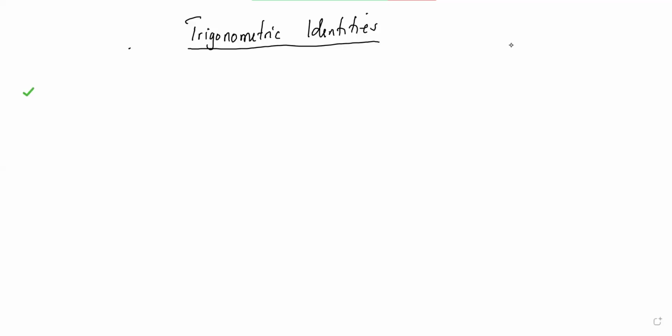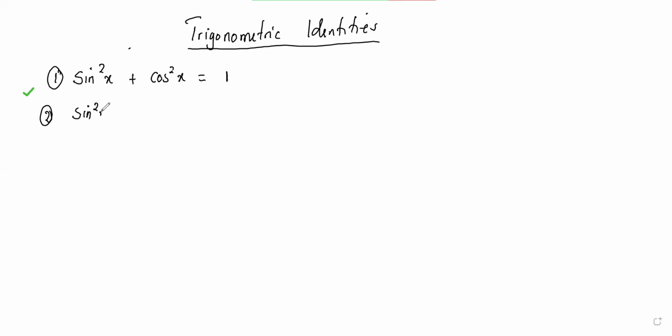So whenever you must always start with the master identity. The one we call master identity. Okay. This guy: if you square sine and then you add the squared cos, you always get one. This is the master identity because from it, we are able to write so many of them.